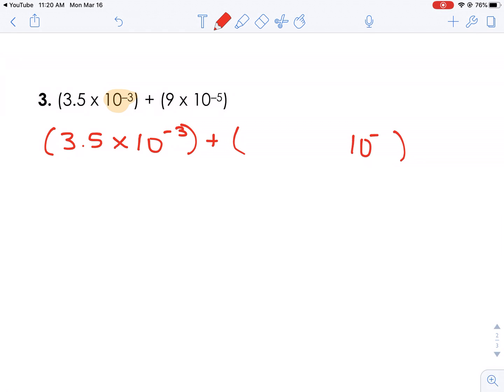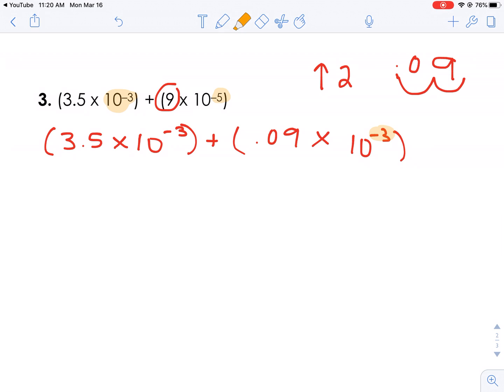So I know my exponent needs to be 10 to the negative third. So when I think about these exponents, going from negative 5 to negative 3, I'm making my number bigger by 2. So that means I need to make this 9 smaller by 2 places. So I would take my 9, make it smaller by 2 places. So that would become 0.09.